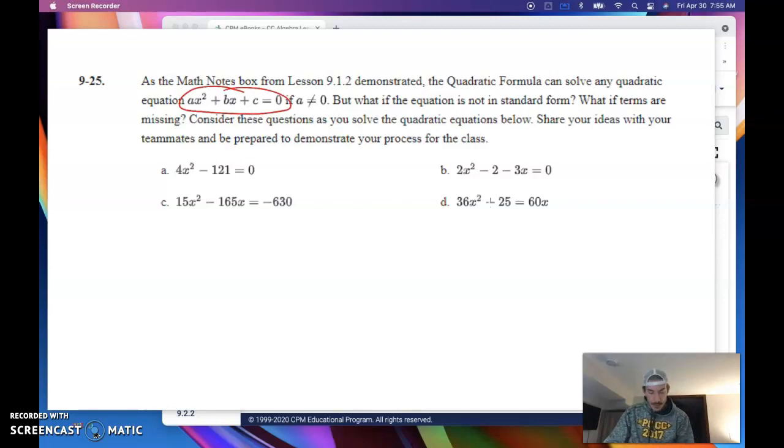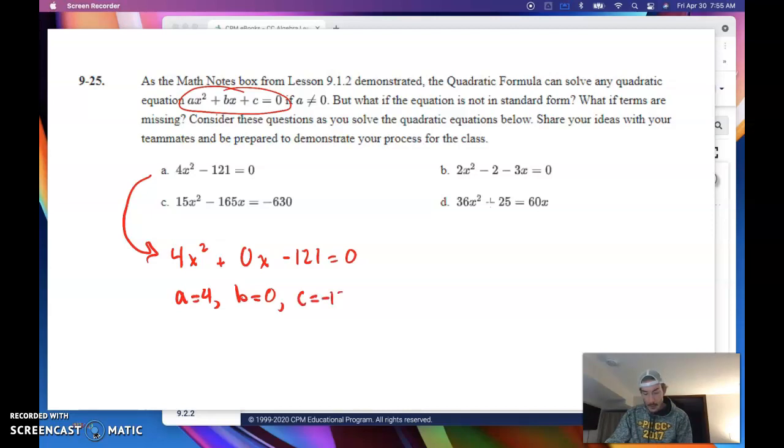Well, look at something like A. All right? In a situation like A, I've only got a binomial. So I can expand A, and this is totally legal. You're allowed to add 0 to something, okay? If I just add in here a 0x. Okay, now look at what I did. I put that in there in standard form. I knew the x term was missing. So now I've got an A of 4, I've got a B of 0, and I've got a C of negative 121. Okay, so that is now able to be handled with the quadratic formula.